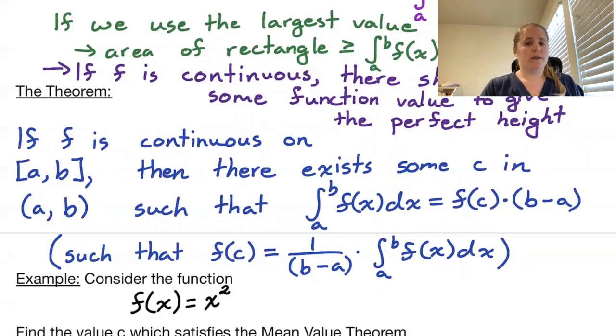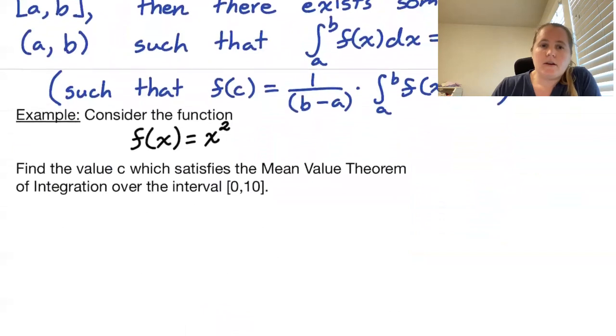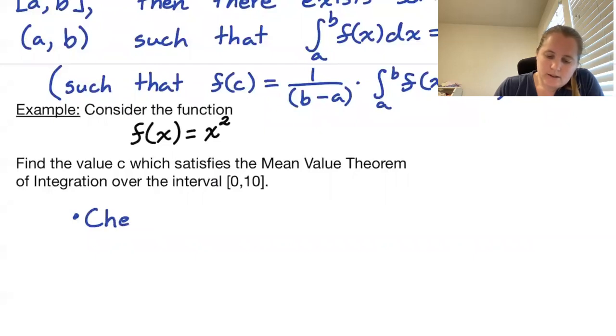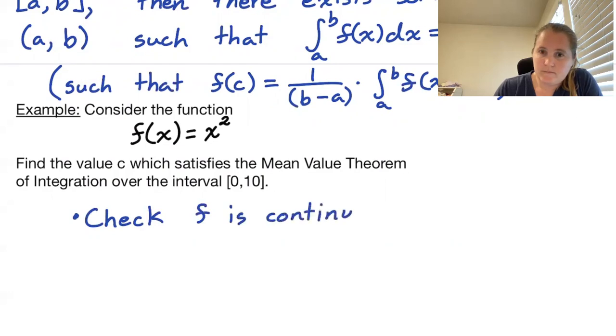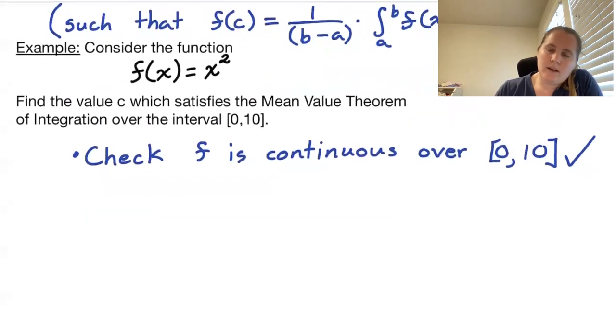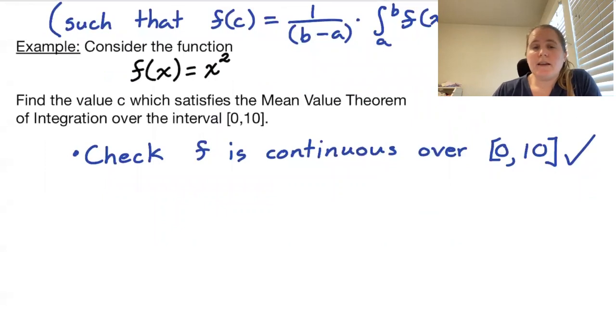So let's go ahead and do an example. Let's consider the function f of x equals x squared. Our job is to find the value of c, which satisfies the mean value theorem of integration over the interval 0, 10. So we need to first check that f is continuous over 0, 10. And of course, x squared is definitely continuous. Right? Once we have that, let's go ahead and find the average value of f over our interval.